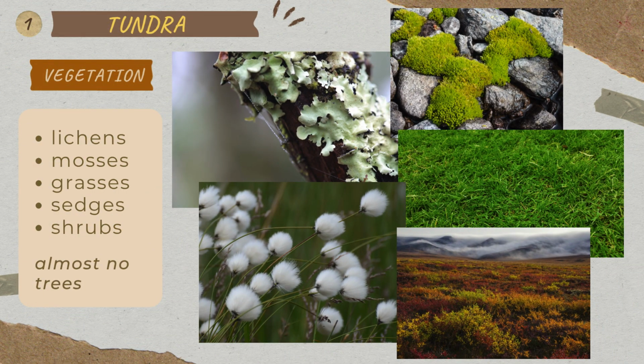If we're to talk about the vegetation found here, since I have already described the geographical area, we can expect that the vegetation that exists here consists of lichens, mosses, grasses, sedges, and shrubs. So, because of the presence of snow and ice in the ground occupying tundra biomes, there's almost no tree that can be found here.